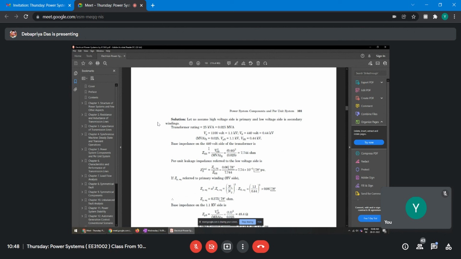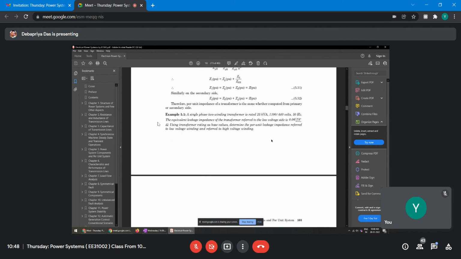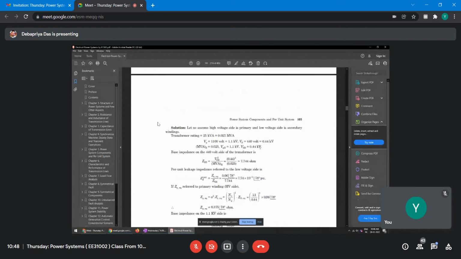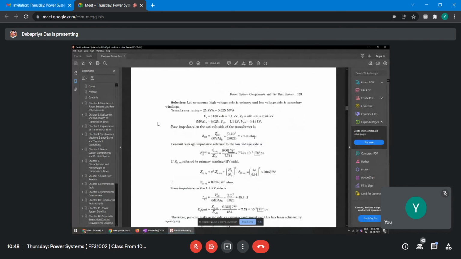So base impedance on the 440 volt side of the transformer, secondary side, is VSB square by MVA base, so 7.744 ohm. The equivalent leakage impedance of the transformer referred to low voltage side, that means 440 volt side, is given this much, right? Therefore, ZSB is equal to 7.744 ohm. Therefore, per unit leakage impedance referred to the low voltage side will be this given value divided by this low voltage side base impedance. So this will be your per unit value referred to the secondary side, that is low voltage side, 440 side.